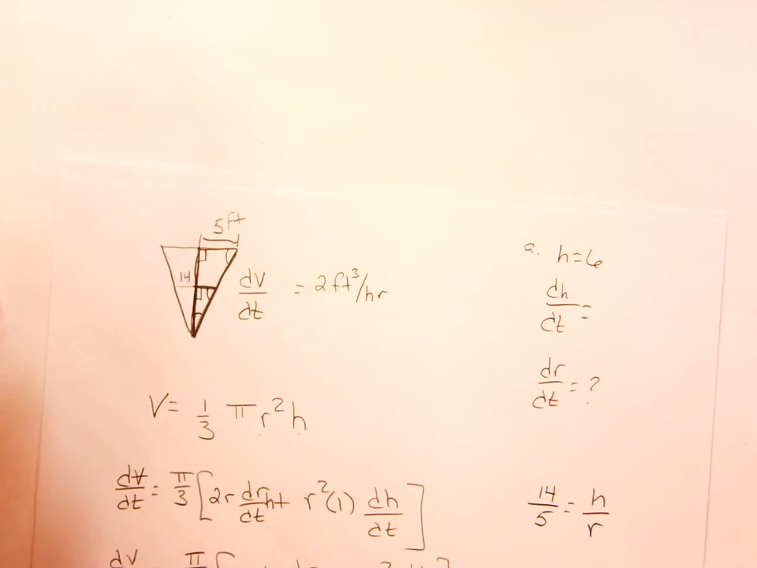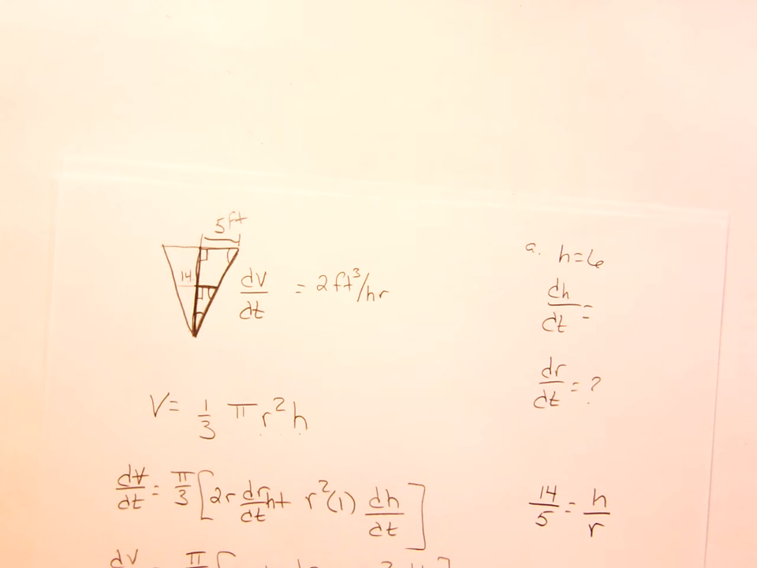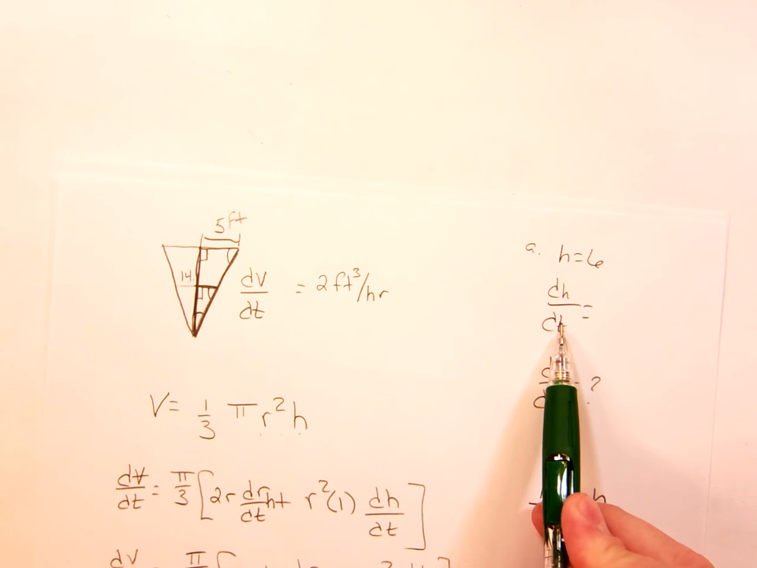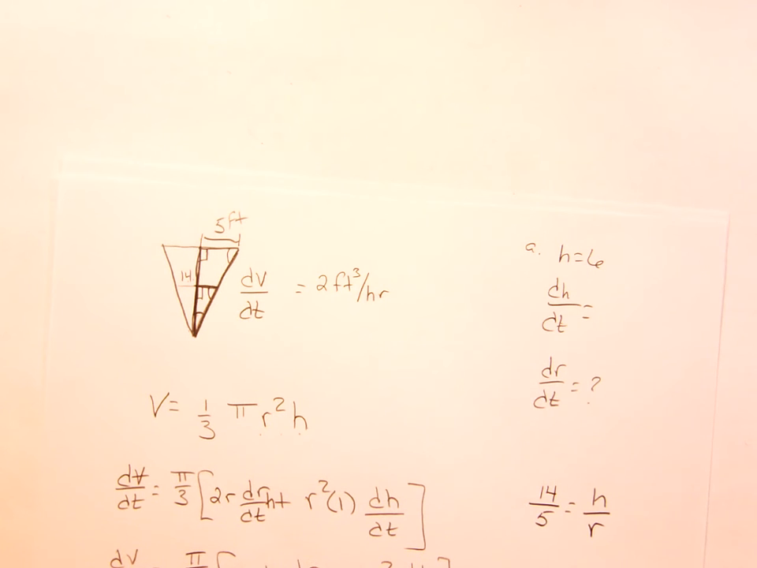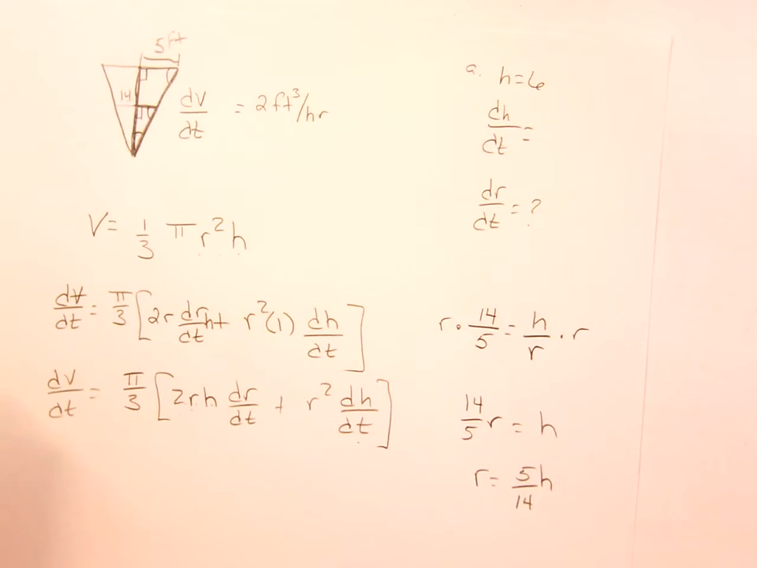And so what I'm going to do is, using this relationship, I'm going to eliminate one of our variables. All right, and it asks for dh dt first, so I need to eliminate r if I'm going to solve for dh dt. So I'm going to rearrange this so that I have r equal to something in terms of h. I'm going to multiply both sides by r, which gives me 14/5 r is equal to h. And then r is equal to 5 over 14 h. Okay?